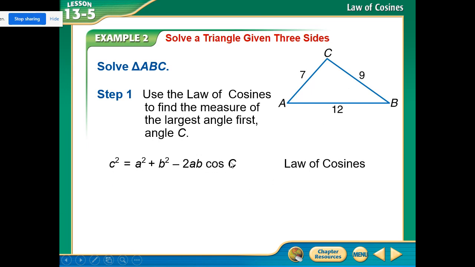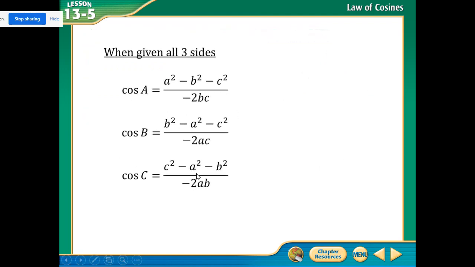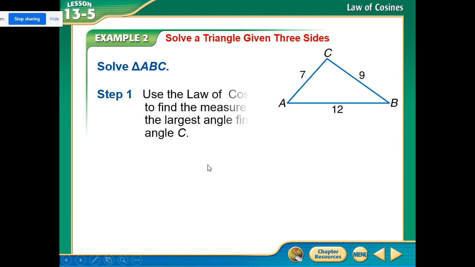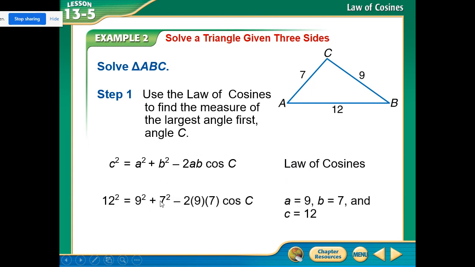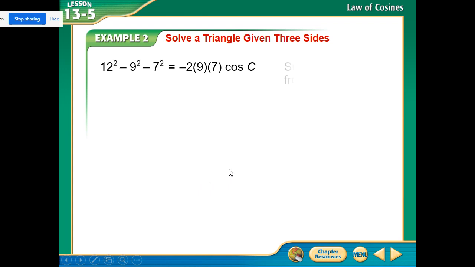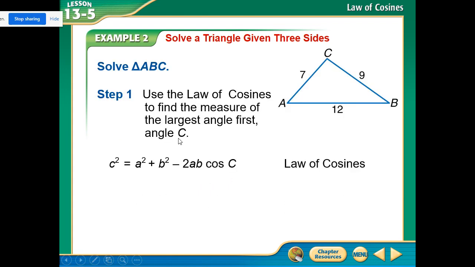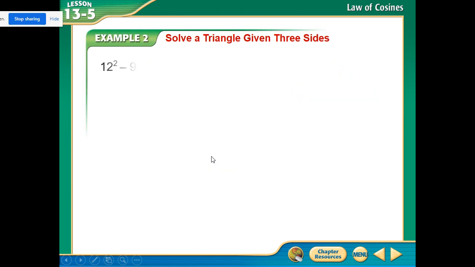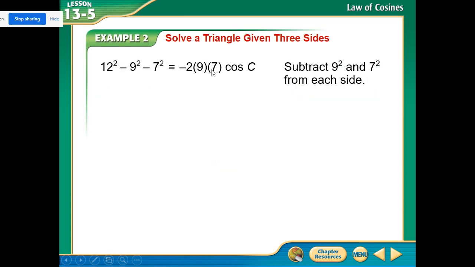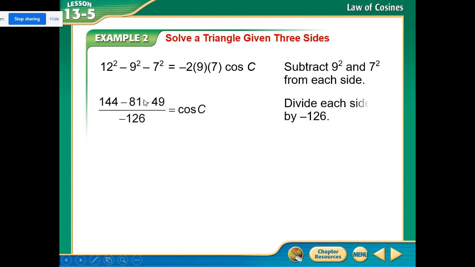So for cosine C here, again, you can use just this one here at the bottom. It's the same formula, they just haven't solved for it. So C is going to be 12 squared, minus 9 squared, minus 7 squared, over negative 2 times 9 times 7 times cosine of C. And they're going to subtract these over, just like what I showed you. So that's the numerator. If you look over here, that's just what this is up here, what they have there. And this is just what we're going to divide by. So go ahead and plug that in.